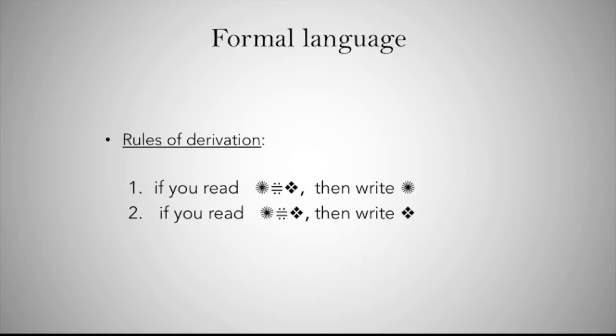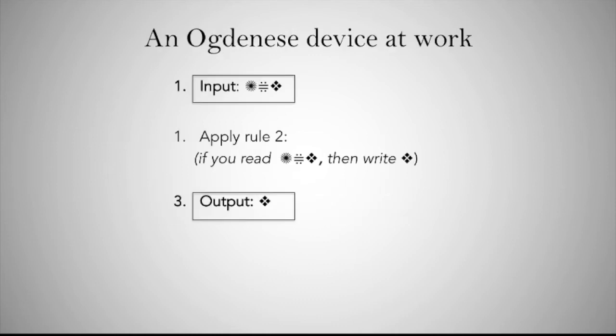And there we have more formal syntactic rules. In this case, there are rules for transforming some tokens into other tokens. So you have rules 1 and 2, which say that if you have this string of symbols, then you might, if you want, detach one of these symbols. In one case, it is the star, in the other one, it is the four diamonds. So here's an Ogdenese machine at work. You have that as input, then you apply rule 2. If you have this, then write this, and then you have the output, which is just the rightmost symbol, just a detachment rule. So I know, well, this is not exactly mind-blowing, right?